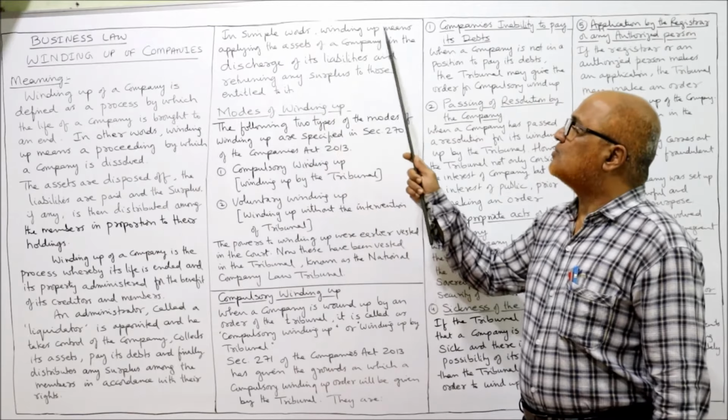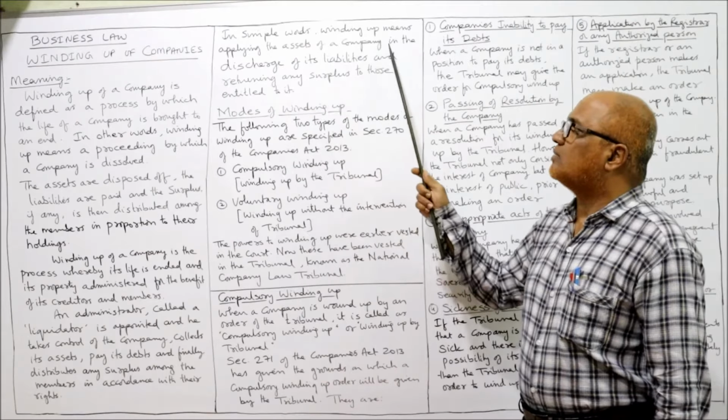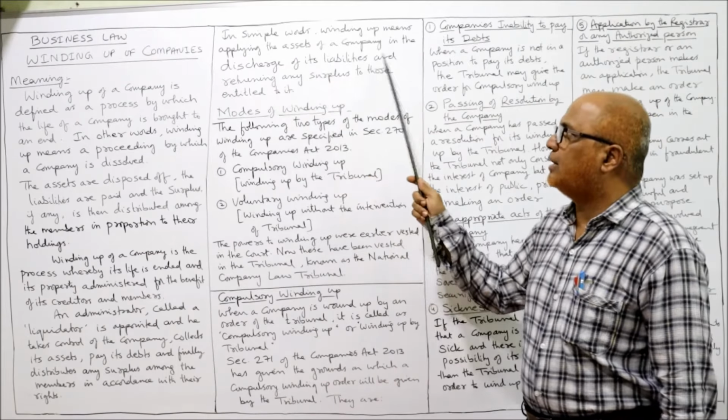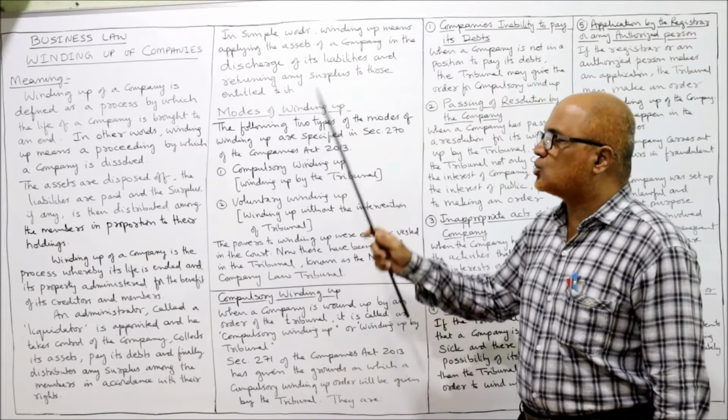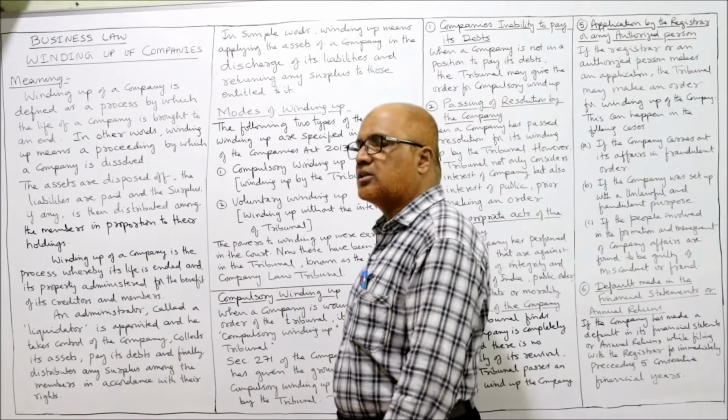Now, in simple words, winding up means applying the assets of the company in the discharge of its liabilities and returning any surplus to the persons entitled to it.